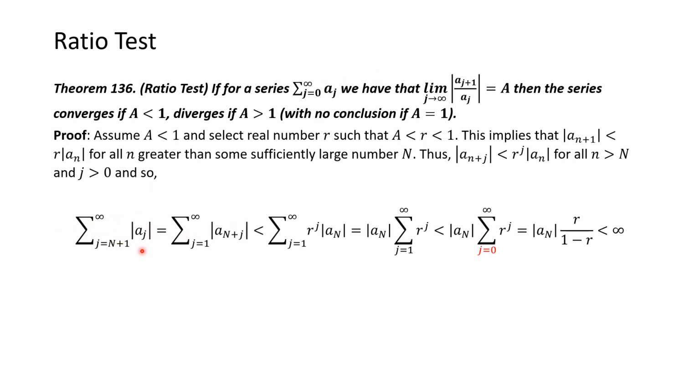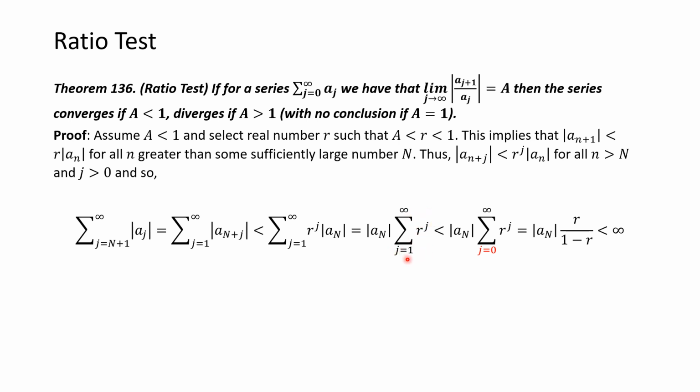So we're rewriting this term here this way. It's the same thing. You notice if you put in j equals 1, you get n plus 1 and so forth. So these two are the same. But the reason I wrote it this way is then we can now use this inequality, plug that in. Now we're less than r to the j, the modulus of a sub n. We can factor out the a sub n since it doesn't involve the j. And then we know what this is.